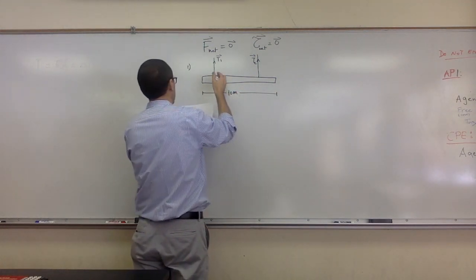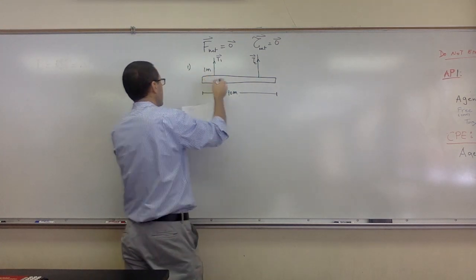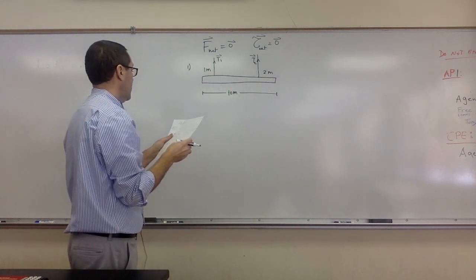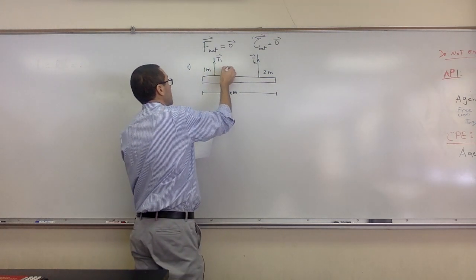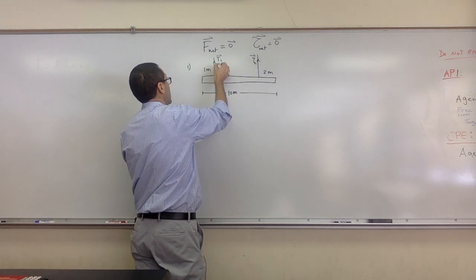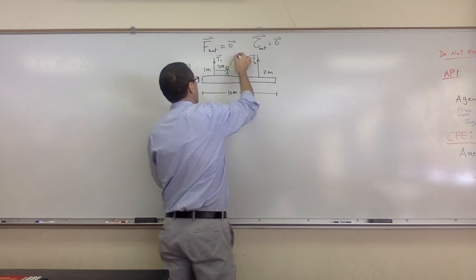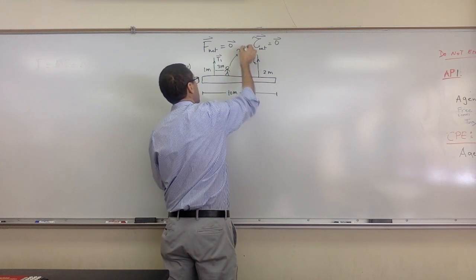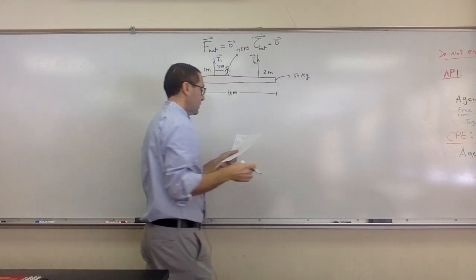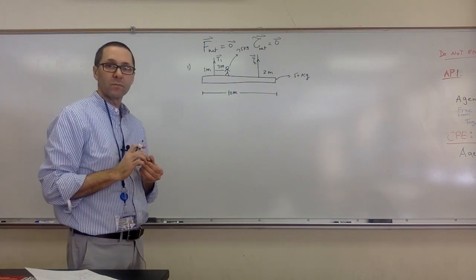This cable is about 1 meter from the edge, and this one is 2 meters from the edge. And I have a person standing here, and they are 3 meters from this cable here. This person has a mass of 75 kilograms. This board has a mass of 50 kilograms. The question is, find the tension in each one of those cables. So now, how do we do that?